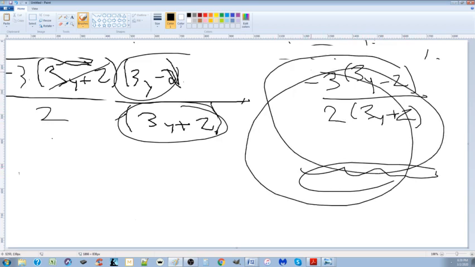And boy, that was fun. That was probably trying to make you spot a difference of 2 squares. So I'm just going to stop this one now and go on to the next one.